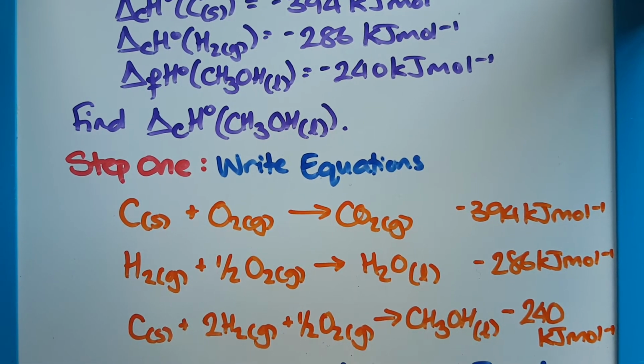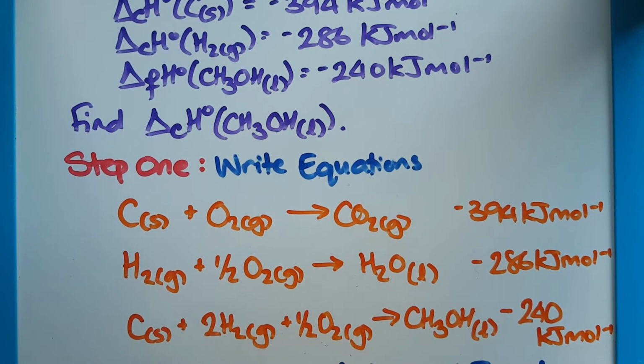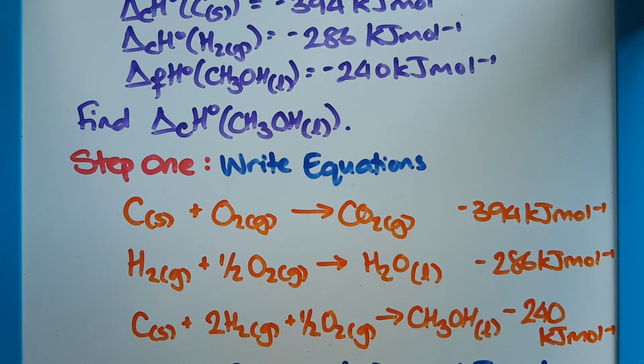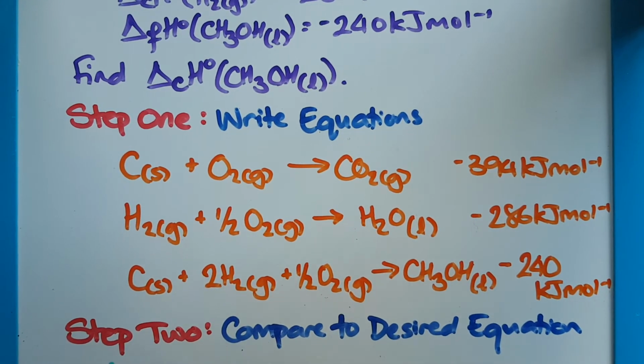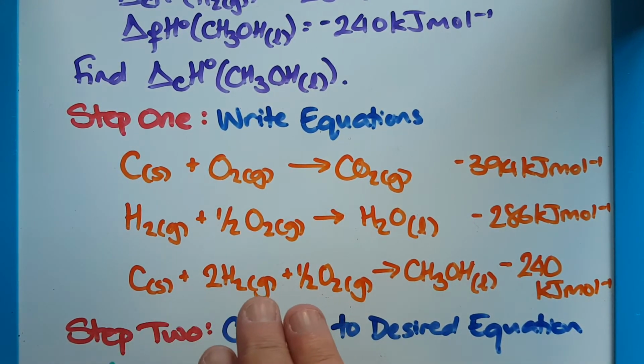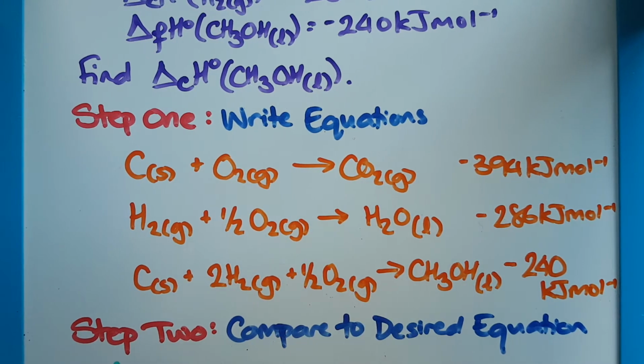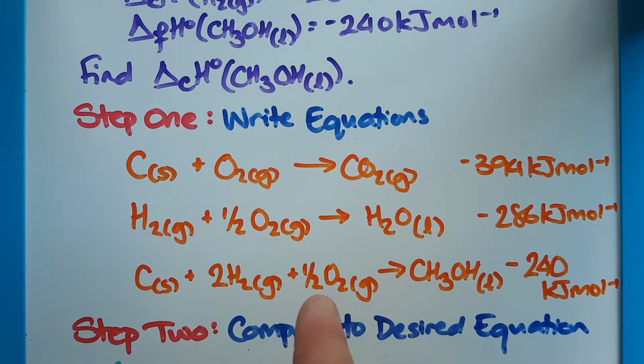Then our last one is the formation of methanol. That means making it from its elements in their natural state. So that means solid carbon, hydrogen gas, and oxygen. Again, with only 1 oxygen atom, it means half a mole of O2, and that's negative 240.